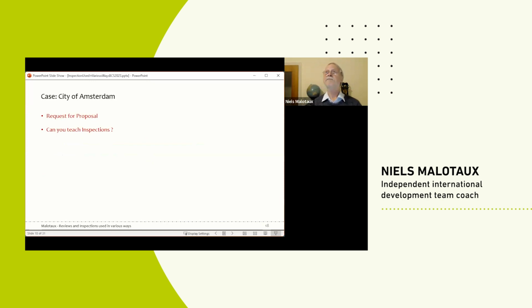The third case, City of Amsterdam. A friend of mine said, Niels, we have a project and we have a request for a proposal for software companies to develop some software for us. And can you teach us inspections? And we want to use this document for the exercise. I suppose he already sensed some trouble with the document.